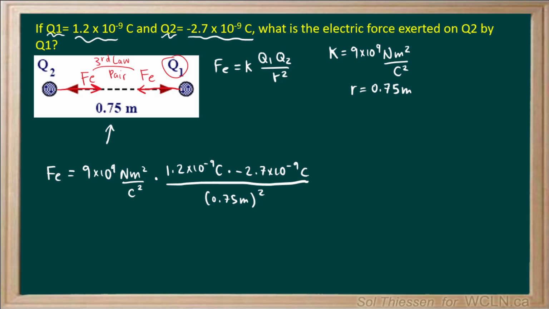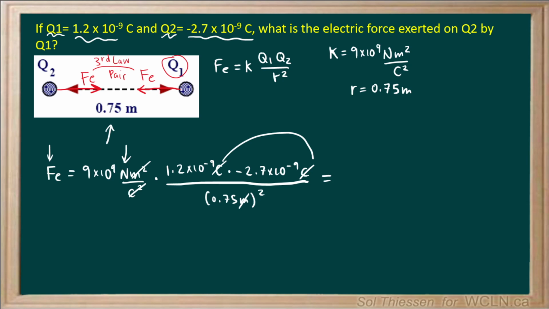So quick check on the units here. A coulomb squared in the denominator cancels with coulombs times coulombs, which is coulomb squared in the numerator. And then meters squared in the numerator cancels with meters, which is being squared in the denominator. So we're left with units of newtons, which makes sense because we're looking for a force.